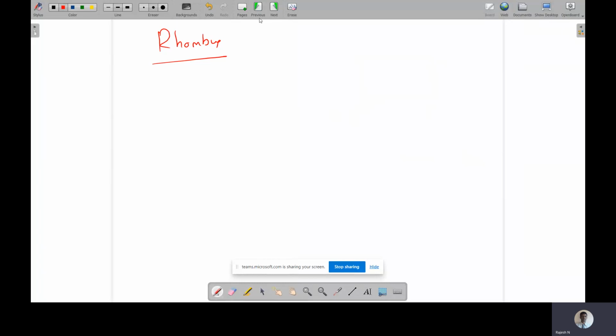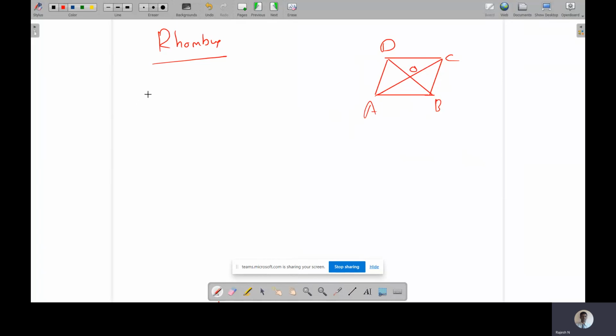What is a rhombus? A rhombus is a parallelogram. What is a parallelogram? Opposite sides are equal, that's all. But a rhombus is a parallelogram in which all sides are equal. What is its specialty? One specialty is that its diagonals bisect each other at a right angle.